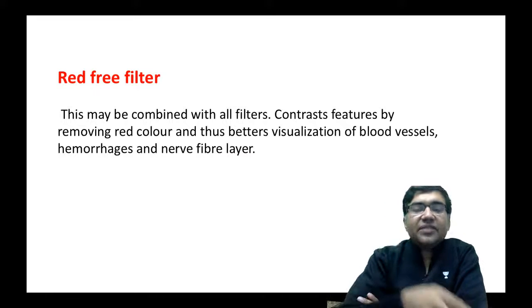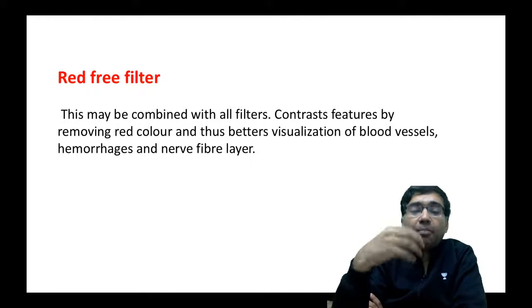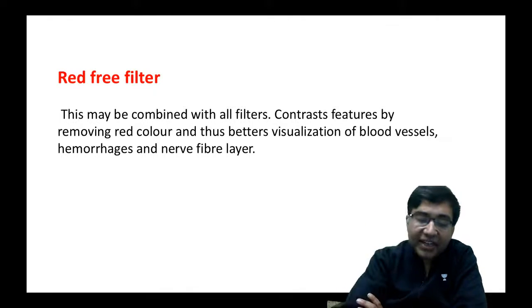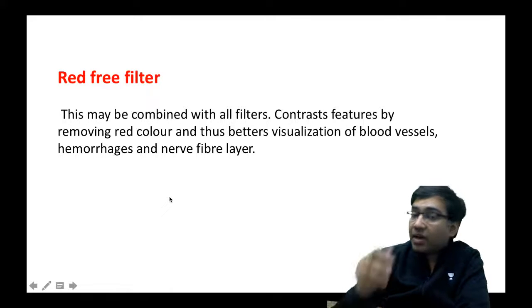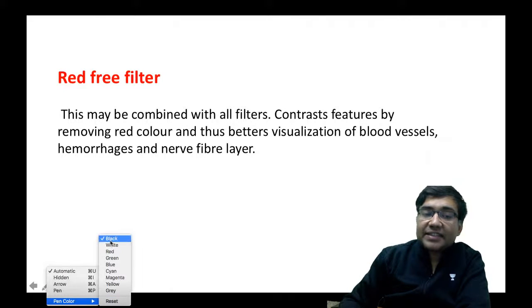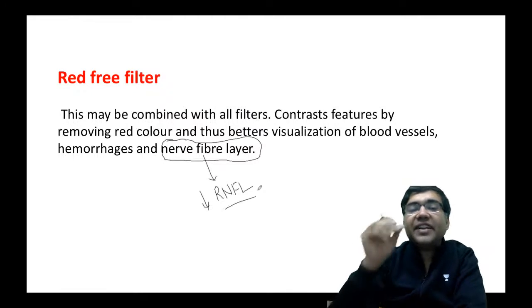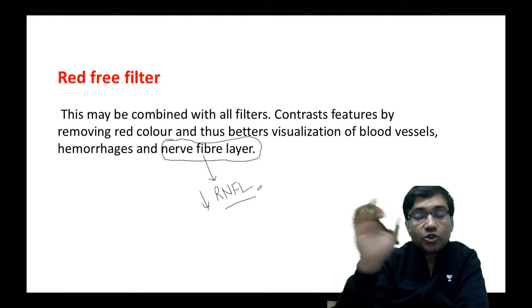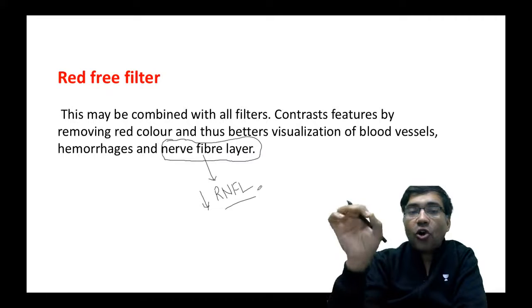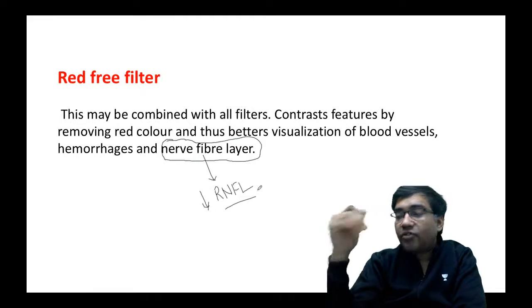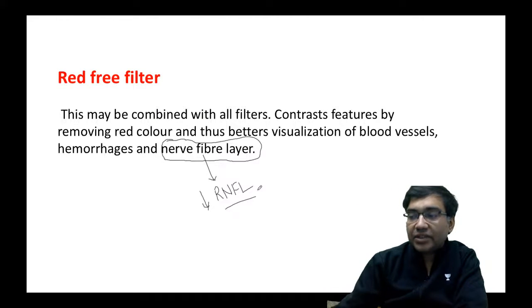This red free filter we use whenever we have to see a hemorrhage, a bleeding in the retina, or if we have a defect in the retinal nerve fiber layer. Remember, sometimes the optic nerve head seems to be fine, but the patient still has glaucoma. Why does this happen? Because of a decrease or any defect in the retinal nerve fiber layer. So that is the advantage of a red free filter whenever we have a patient with early glaucoma. Is it clear, everyone?